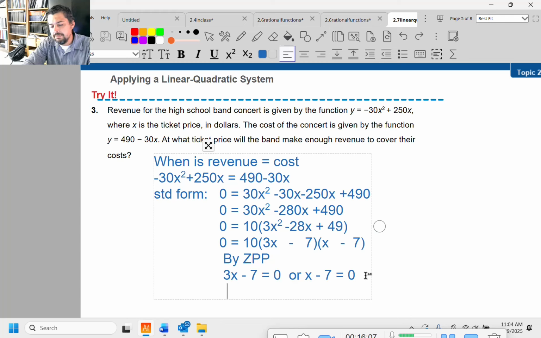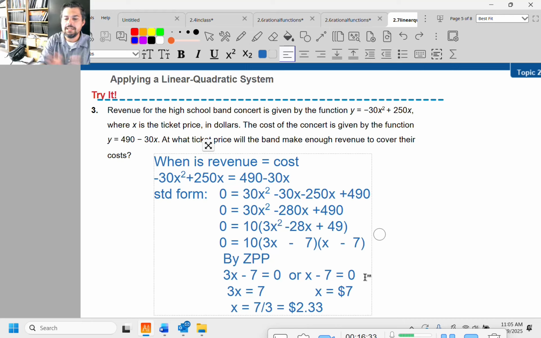If 3x minus 7 is 0, 3x is going to be 7. The opposite of multiplication is division, so x is going to be 7/3. Interesting. Which, by the way, in terms of dollars and cents, is going to be roughly $2.33. These are both valid answers. The other one is pretty simple. It's x equals 7. Now, the reason I'm putting in dollar signs is because this was the ticket price in dollars.